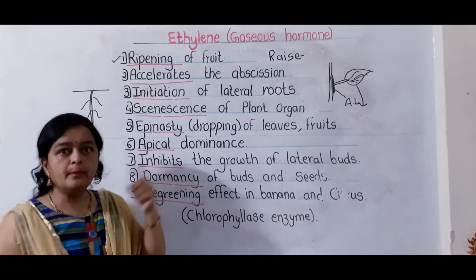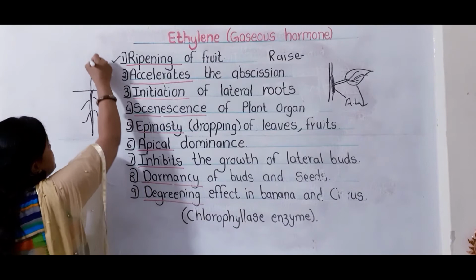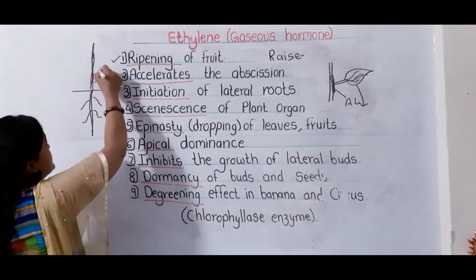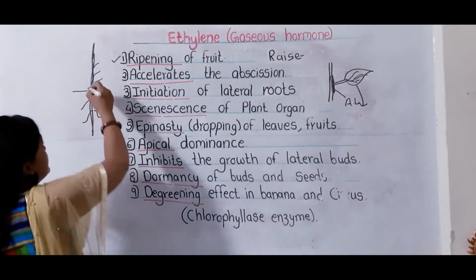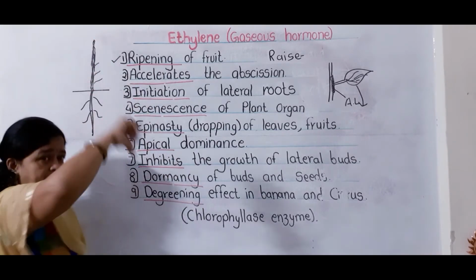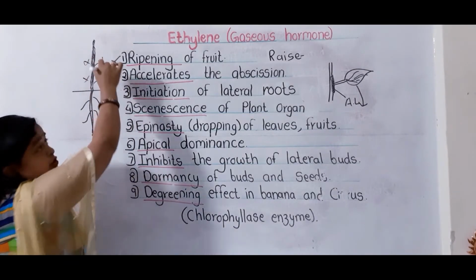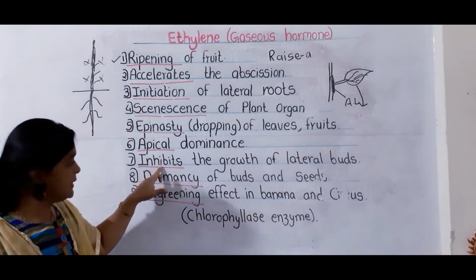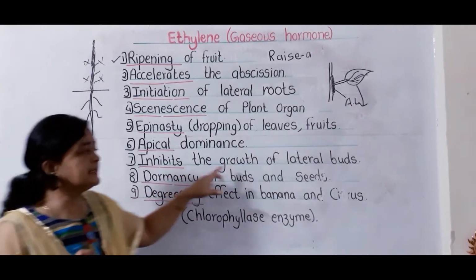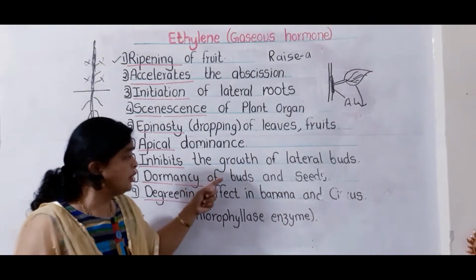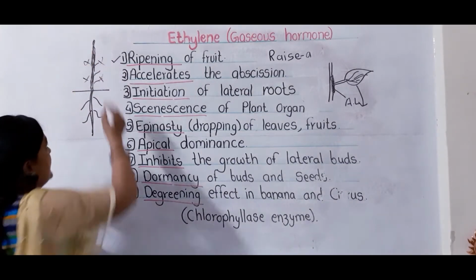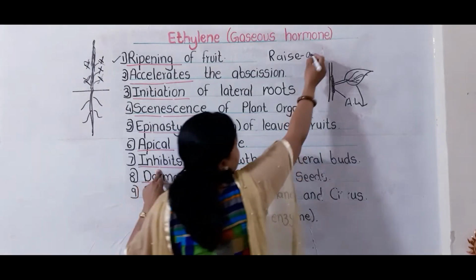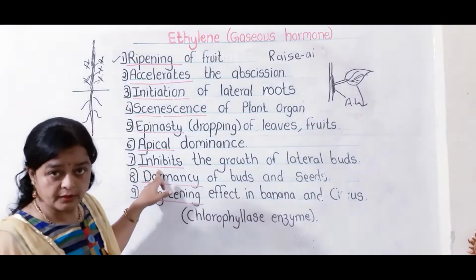Next one is apical dominance. See how auxin is responsible for the elongation of the plant body. Auxin does not allow the lateral branches to grow. In the same way, ethylene is also doing the process of apical dominance. Only the apex is dominating the other parts, meaning it does not allow the lateral buds to grow. Next one is inhibits. Inhibits means it stops. It inhibits the growth of lateral buds. Apical dominance means the plant is growing like this only, and it stops the growth of lateral buds. So I is for inhibits, it stops the growth of lateral buds.